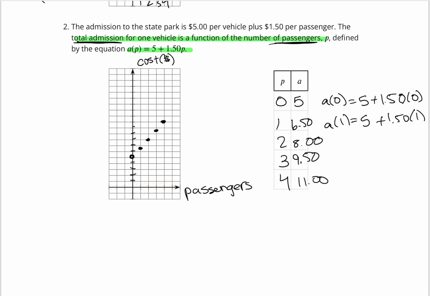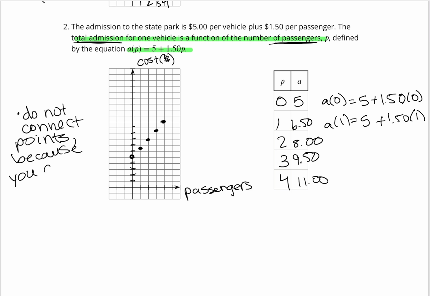I can't have 1.5 people going into the park. I can't have 3.75 people going into the park. So you do not connect the points because people are countable. You have to have whole numbers. You can only have whole numbers of people.